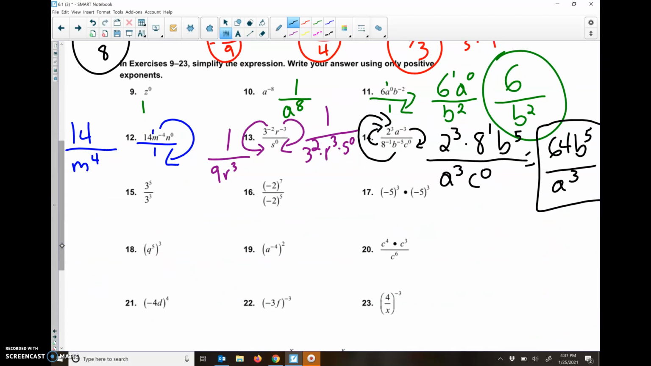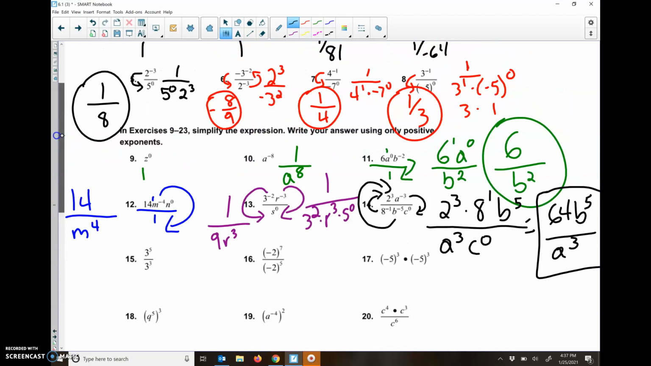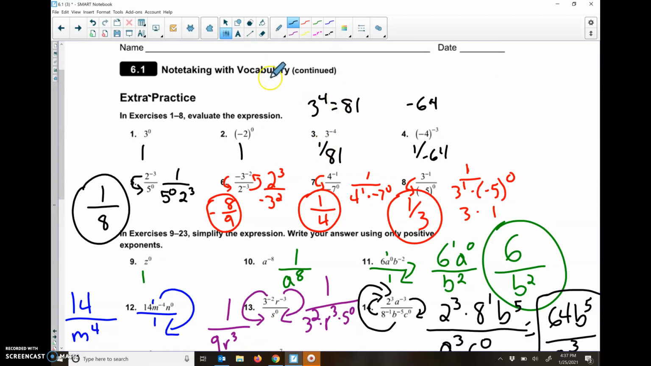So if you're looking at me, you're like, Mr. Mulla, those are really hard. I agree with you. Those ones with the negative exponents are tough. Just remember, kind of like up here, if it has a negative exponent, you're really just putting a 1 over it, and it is becoming positive. Just like you did with 3 to the negative fourth power, it became 3 to the positive fourth power. And 3 to the positive fourth power is 81.